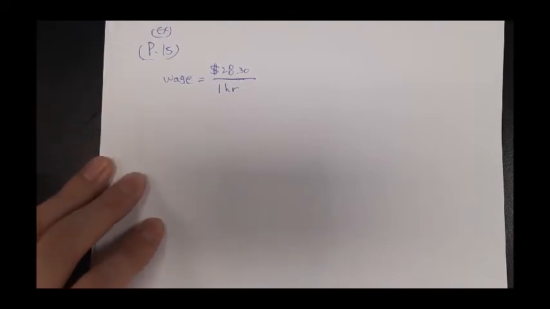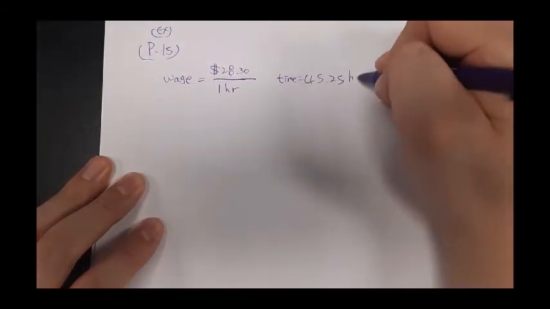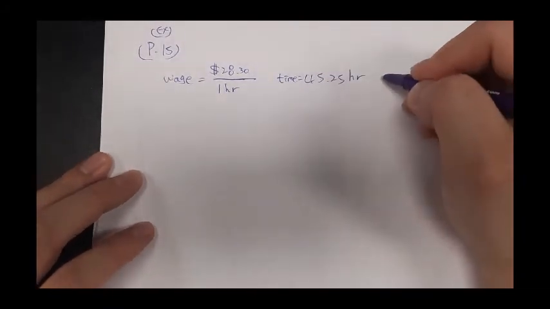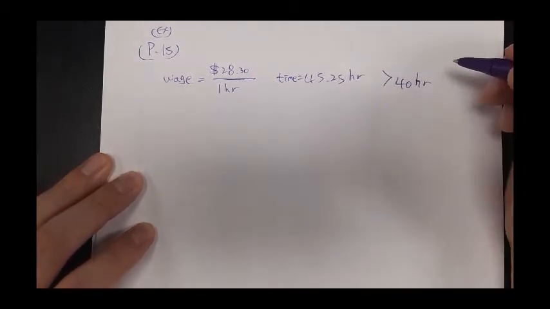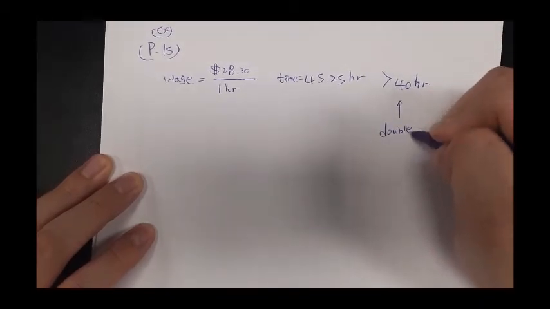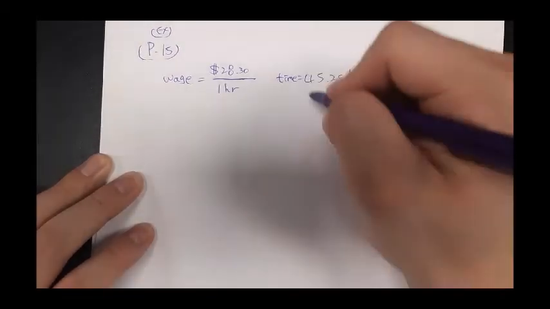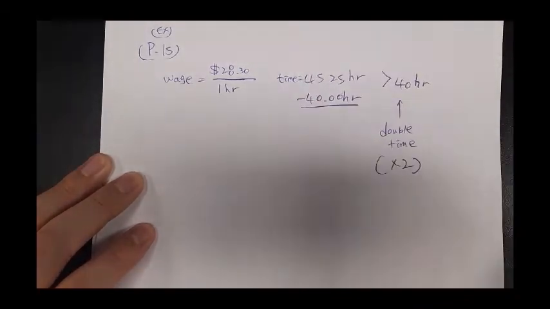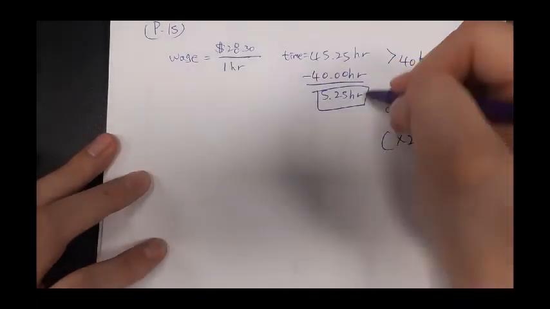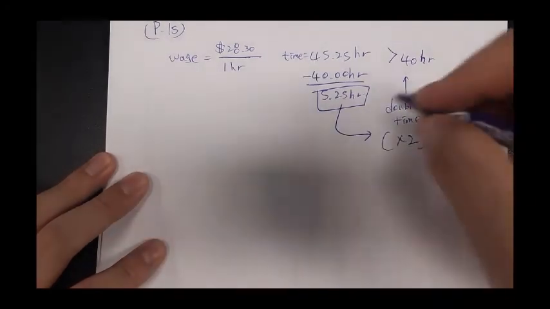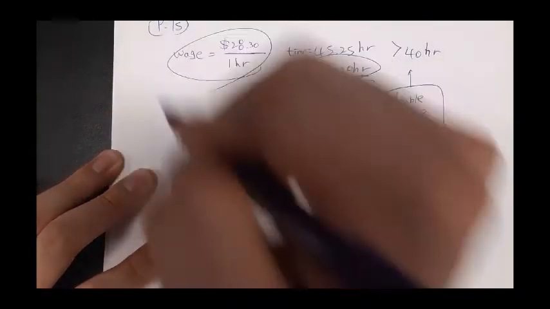Calculate Astrid's gross income for the week. 45.25 is my total time in hours. Now here's the thing. 45.25, the 0.25 hour, it's already bigger than 40 hours. If it's above 40 hours, you do double time. That means the wage is simply doubled during that time. So we need to figure out when you actually get the double time. If I subtract 40 from 45.25, this 5.25 hours is the time where you're going to get double time wages. On the other hand, for the first 40 hours, you're just getting a normal wage.